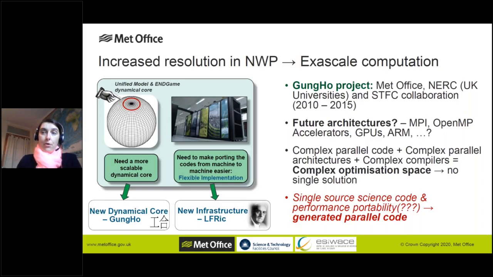And another problem to address was that building an atmospheric model takes a long time. We are talking about the order of magnitude of 10 years and more. And we are not sure what the architectures of the future are going to be. So we need to make porting the codes from machine to machine easier. And that led to the idea of flexible implementation, and that led to the idea of providing a model infrastructure. And this is what the ELFRIC project does. This is what the ELFRIC team in this entire project does. And I'm going to show you how we create objects to help the scientists.